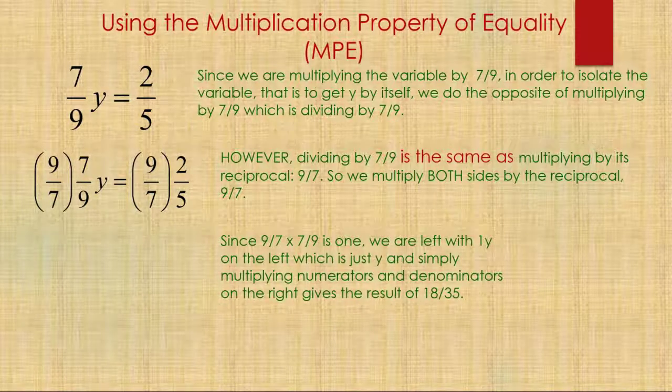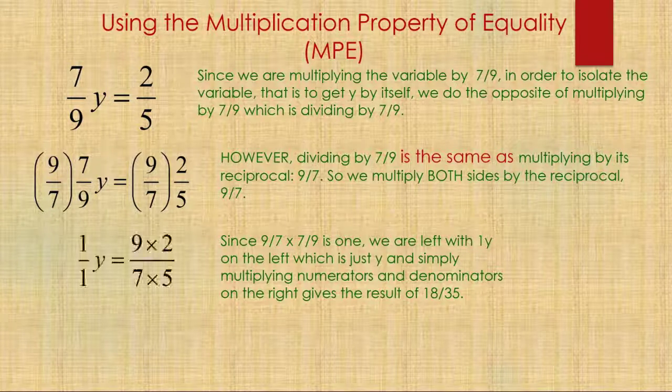Since 9/7 times 7/9 is 1, we are left with 1y on the left, which is just y, and simply multiplying the numerators and denominators on the right gives a result of 18 over 35.